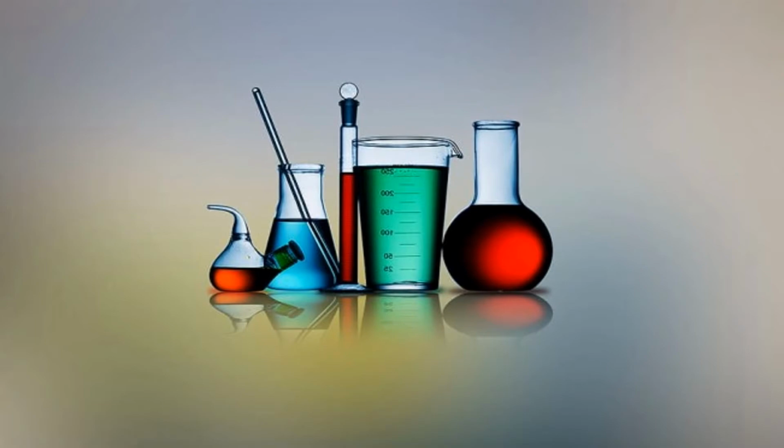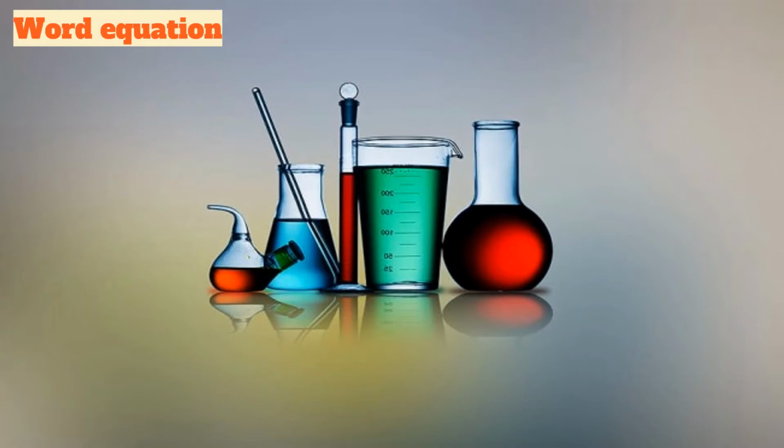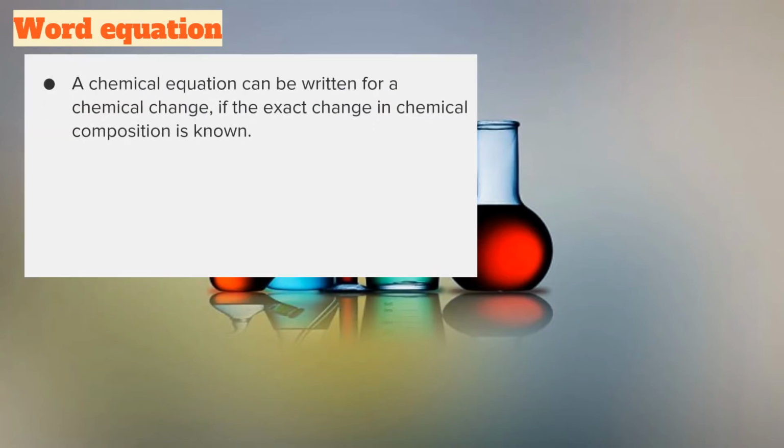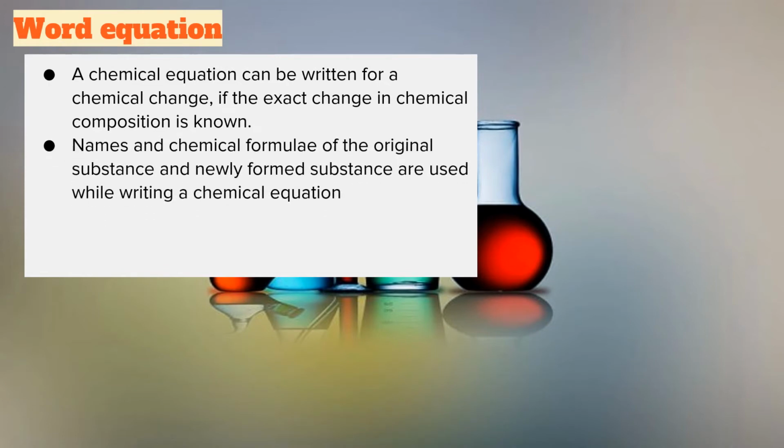You know that during a chemical change, chemical composition changes and a new substance with different properties is formed. So we write a chemical equation to define such chemical change. If it is in word form, it is called a word equation. Names and chemical formulas of original substances and newly formed substances are used while writing a chemical equation.